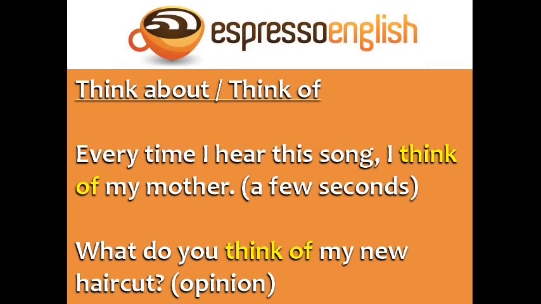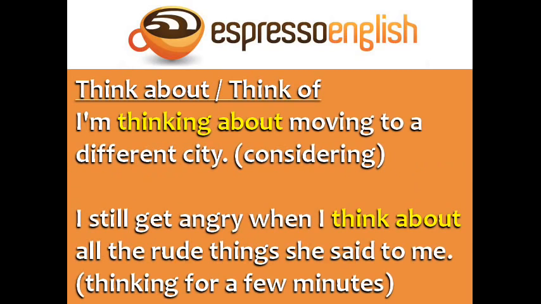What do you think of my new haircut? In this case, think of is used because it's talking about an opinion. I'm thinking about moving to a different city. Thinking about means considering. I still get angry when I think about all the rude things she said to me. Again, think about is used because you are thinking for a longer time, a few minutes or more.